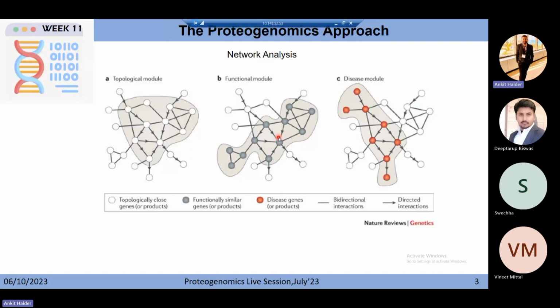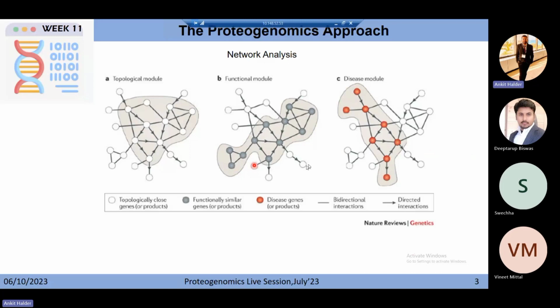So these are all the bases on which your algorithm would work to find out those kinds of networks. So here what you will do is you will have your functionally similar genes or products and you will place them together. Third thing was the disease genes or products, where you will be providing the diseased genes which are causing a certain disease, and you will place them together.